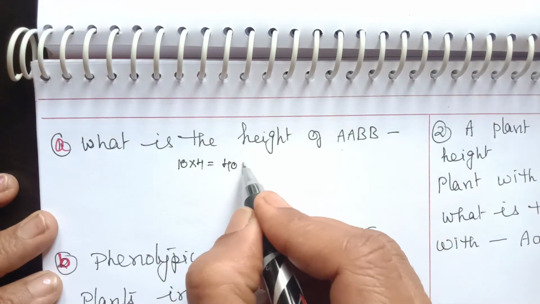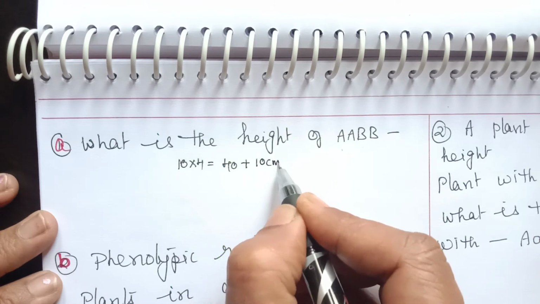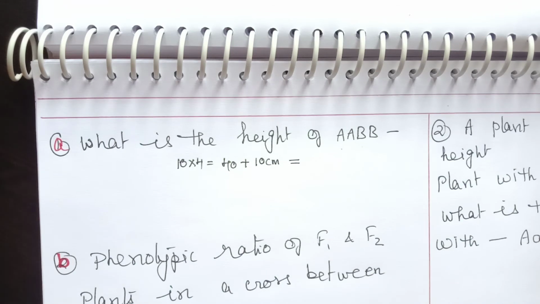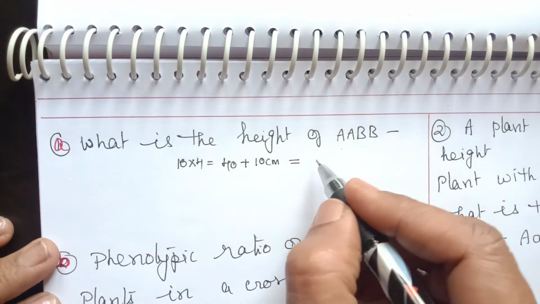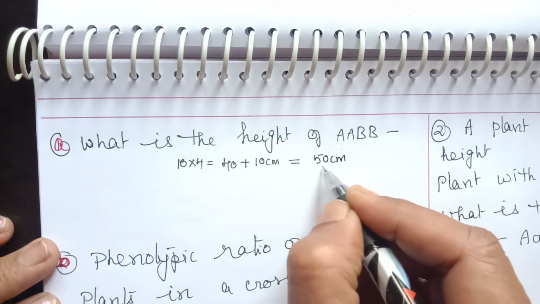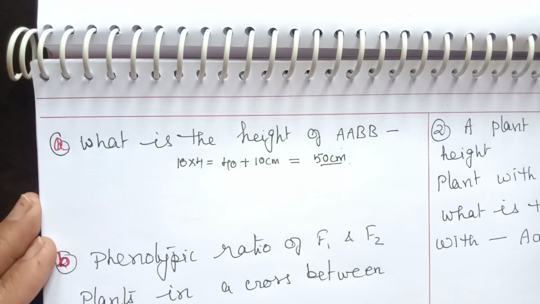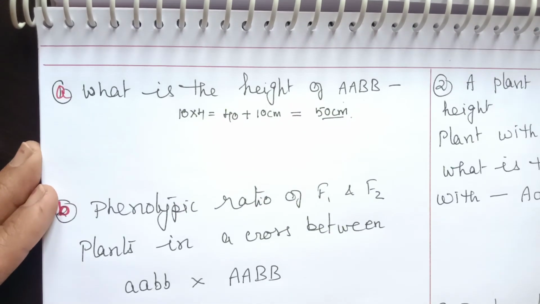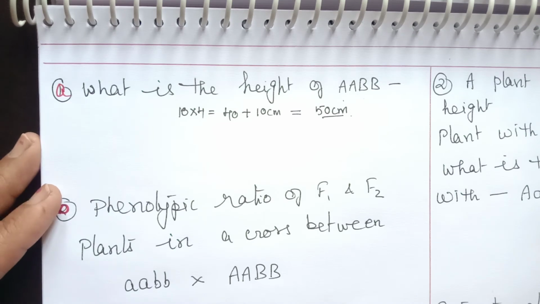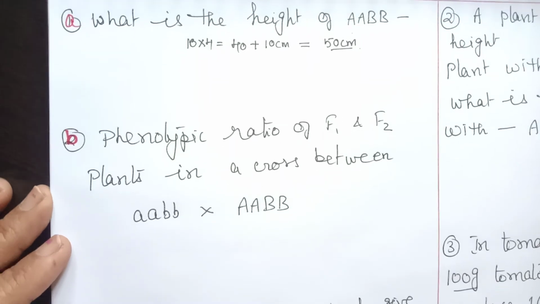To this we are going to add the base height, that is 10 centimeters. Base height means the minimum height contributed by all recessive alleles. So total height here we are going to get 50 centimeters. This is how we have to solve. We have to add the base height and the contribution of each dominant allele.